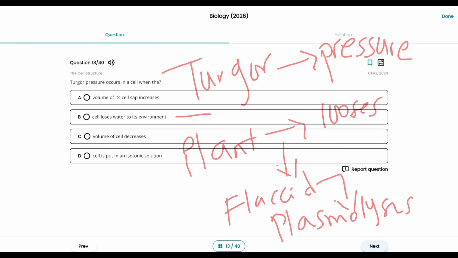Okay? So option B says cell loses water to its environment. When a plant cell loses water, it becomes what? It becomes flaccid and may eventually undergo plasmolysis. That is the opposite of turgor pressure, because with turgor pressure, water is going in. Why? Plasmolysis is losing water. Are you with me?